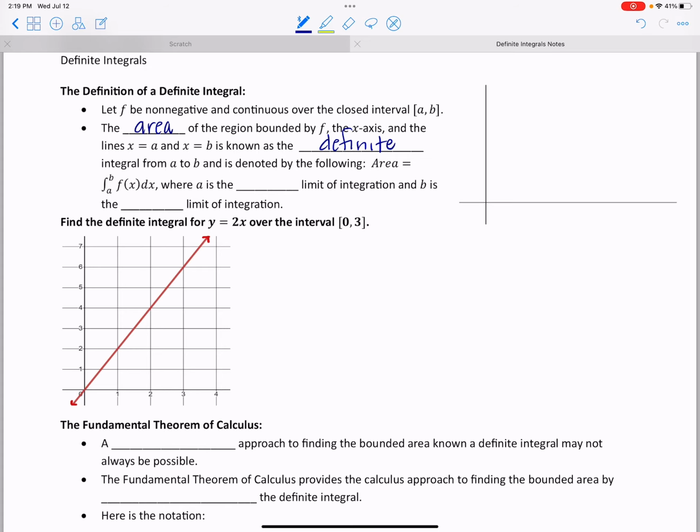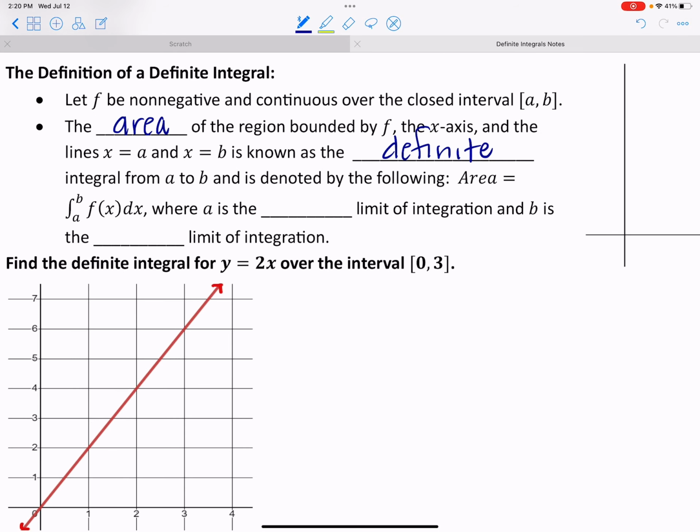So we have some notation. Because it represents area, we're going to say our area is equal to an integral. We know our integral symbol of our function that was differentiated with respect to x. The difference now in this notation is you'll notice that we have a and b here, which is the a and b from our closed interval. We're going to refer to a as the lower limit of integration, and we're going to refer to b as the upper limit of integration. Okay, so that's technically the definition.